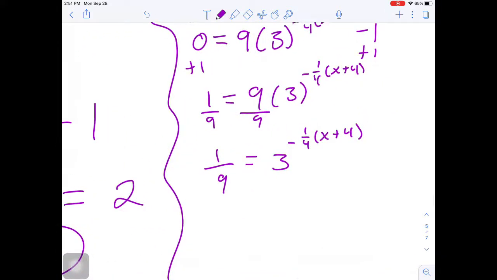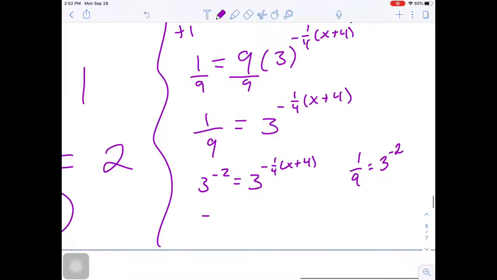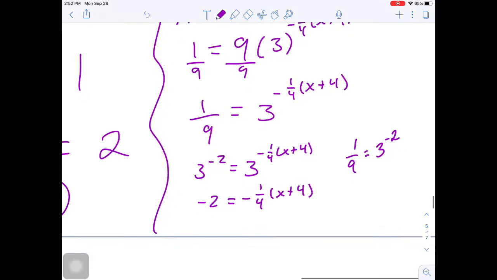Now, we have to use common bases. Recognize 1 over 9 equals 3 to the power of negative 2. Okay, so there's some exponent laws going on here. So I'm going to replace 1 over 9 with 3 to the power of negative 2. Now, we can see we have common bases, so I can equate their exponents and solve for x. So I'm going to take their exponents and set them equal to each other and solve for x.